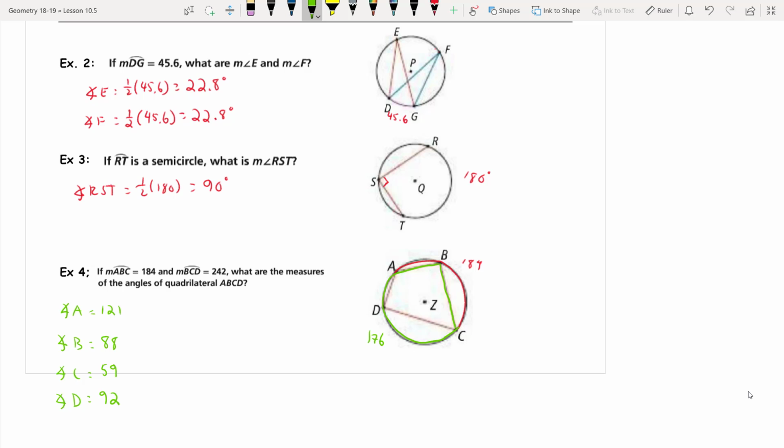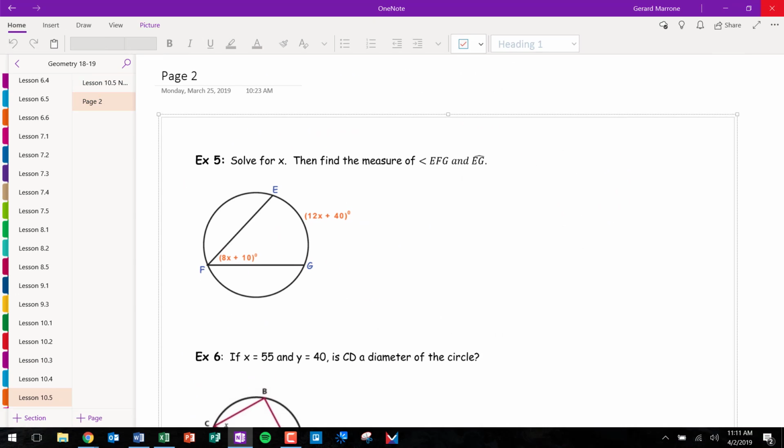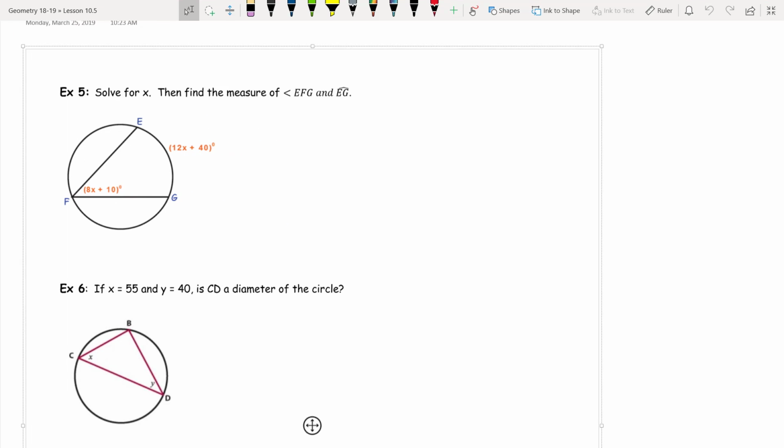So it takes a little bit of thinking, a little bit of looking, but overall some very simple arithmetic to solve. So the last one I want to show you guys, or last two, are right here. Here they asked us to solve for x and then find the measures.